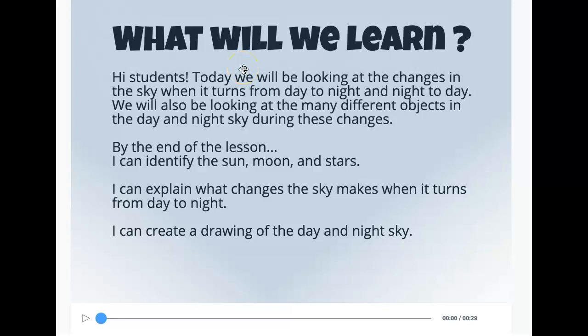This slide shows the learning outcomes that are expected from the students while they do this lesson. They should be able to identify the sun, moon, and stars, explain what changes the sky makes when it turns from day to night, and create a drawing of the day and night sky.